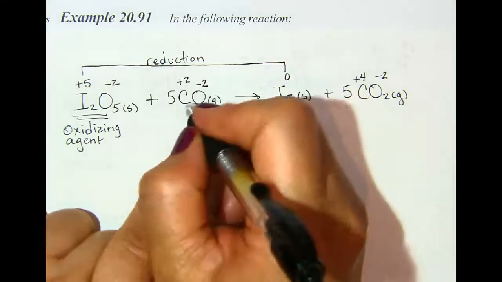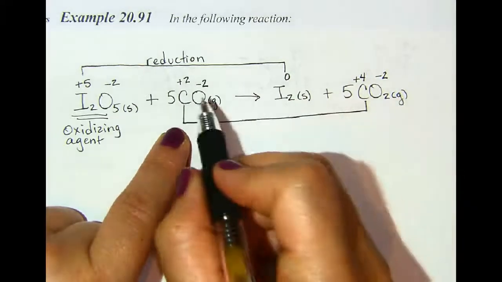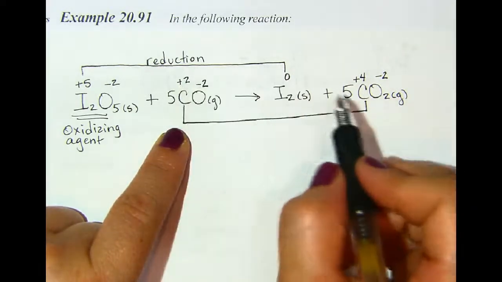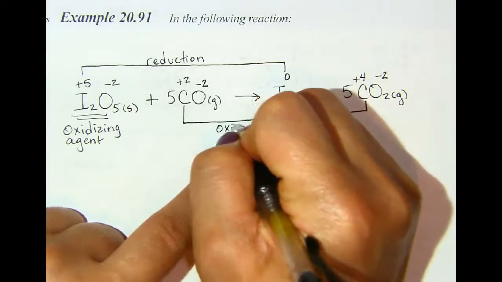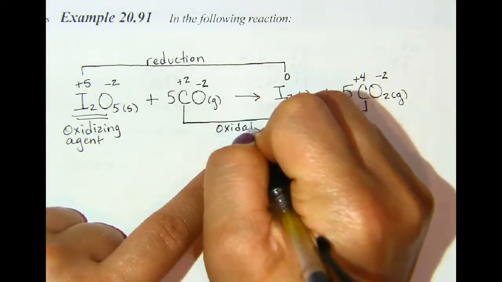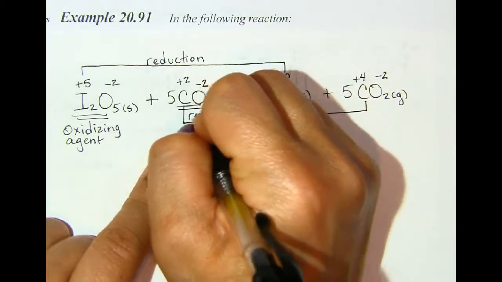Notice the carbon went from +2 on the left to +4 on the right. So because the oxidation number increased from 2 to 4 or became more positive, this is the oxidation part of the reaction, which means the CO is the reducing agent.